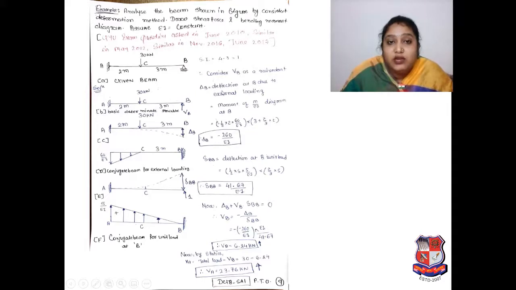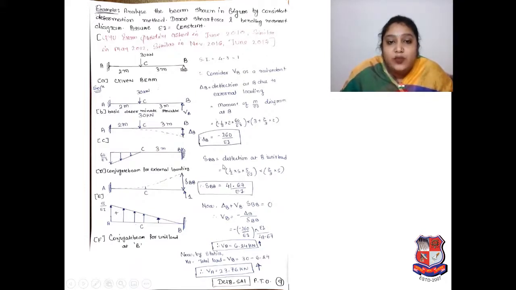So delta B is equal to deflection at B due to external loading is equal to moment of M upon EI diagram at B. So as per that, we have to take area of that moment diagram and CG distance. So minus 1/2 into 2 into 60 upon EI multiply 3 plus 2/3 of 2. Okay, here it is in downward, that's why it is minus. Therefore, delta B is equal to minus 260 upon EI.